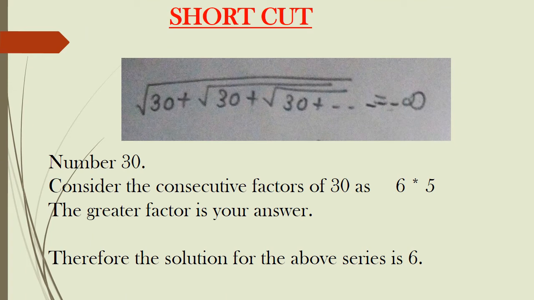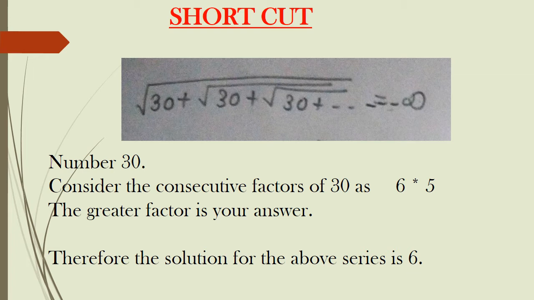I have considered the series under root 30 plus under root 30 plus under root 30 till infinity. So we need to concentrate on the number which is 30. Now the second step is to just consider the consecutive factors of the number 30. The factors could be 6 into 5, and they are both consecutive, and the greater number is your answer. So in this case 6 into 5 is 30, they are consecutive, and the greater one is 6. So the answer for this infinite series is 6.